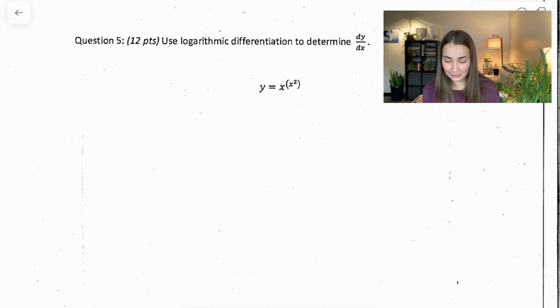Alrighty, so now we're going to look at logarithmic differentiation in order to find dy dx or y prime, whichever one you prefer. I didn't make a video on this. If you guys would like me to make a video, just let me know in the comments.